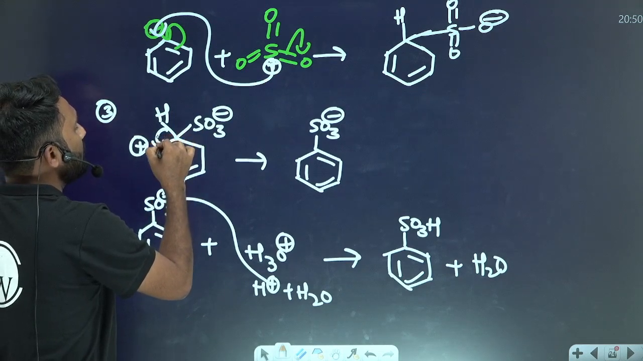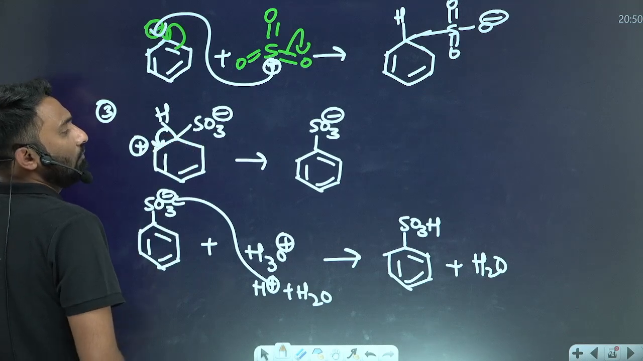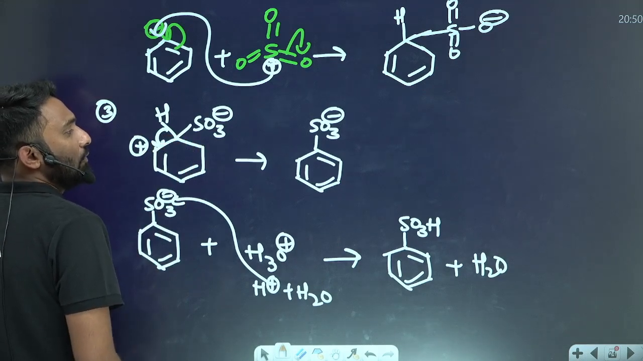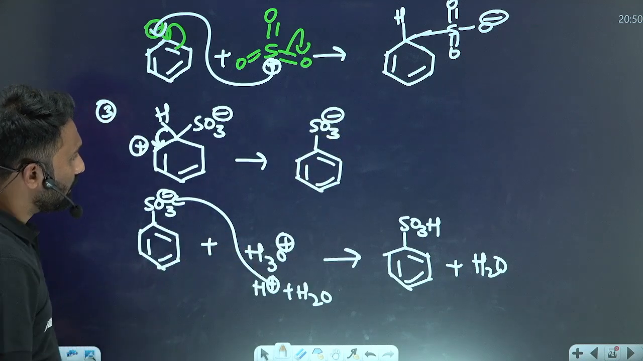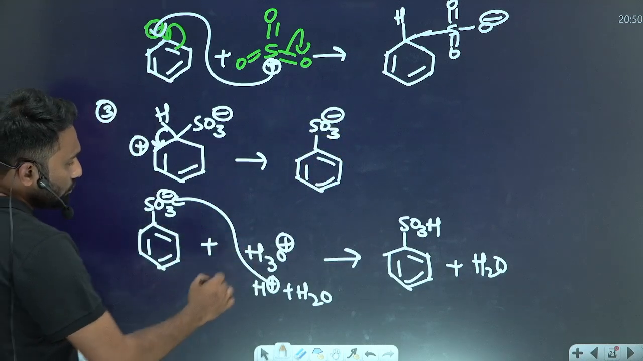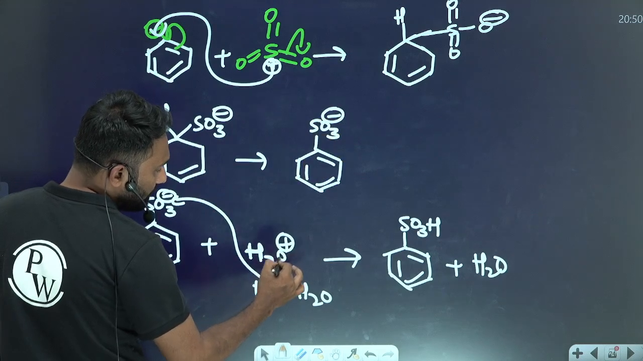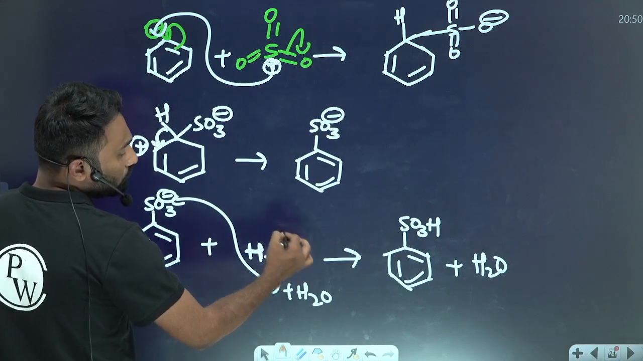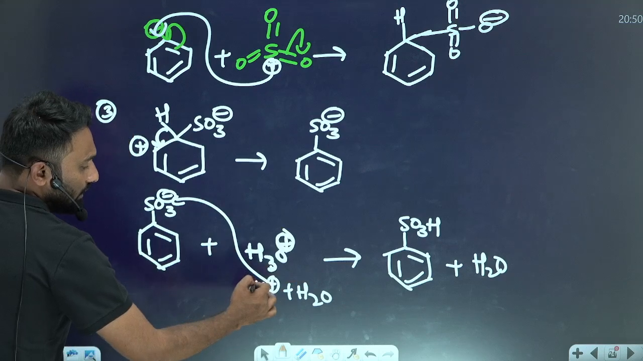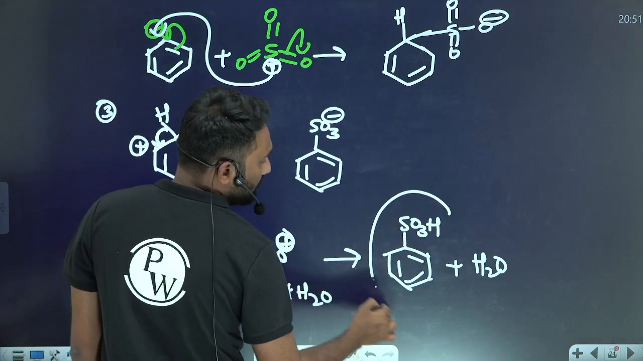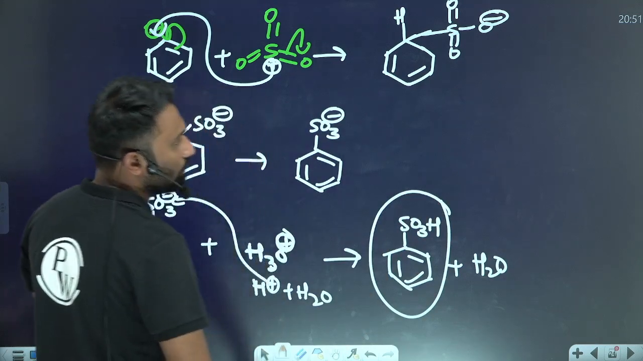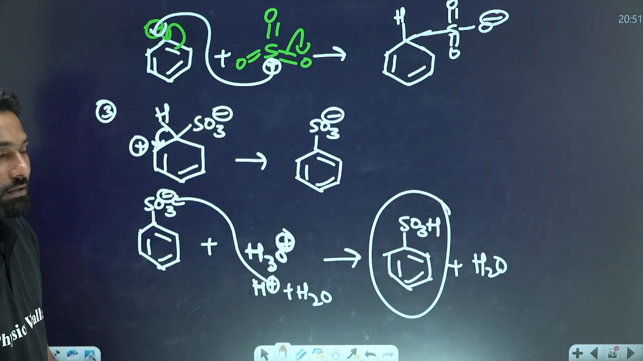Now this sigma bond will be given to the ring and the aromaticity is restored, and we are getting the SO3 minus. Now in the aqueous solution we are having plenty of water molecules. Water will give the H plus. That H plus will go and attack here and we will get the benzene sulfonic acid.